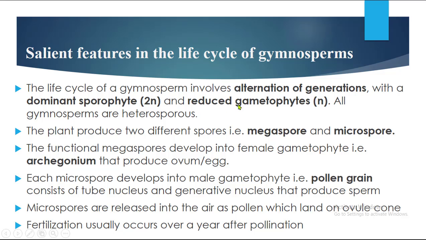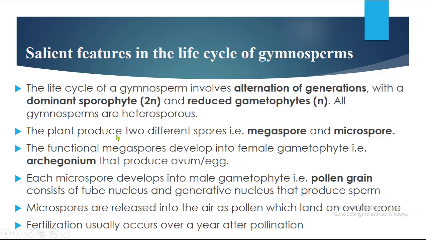So what is alternation of generation in this case? Sporophyte generation gives rise to gametophyte generation and gametophyte generation gives rise to sporophyte generation. So there is alternation of generation in the life cycle of gymnosperms. All the gymnosperms are heterosporous. What does that mean? Hetero means different, so they have the ability to produce different spores.